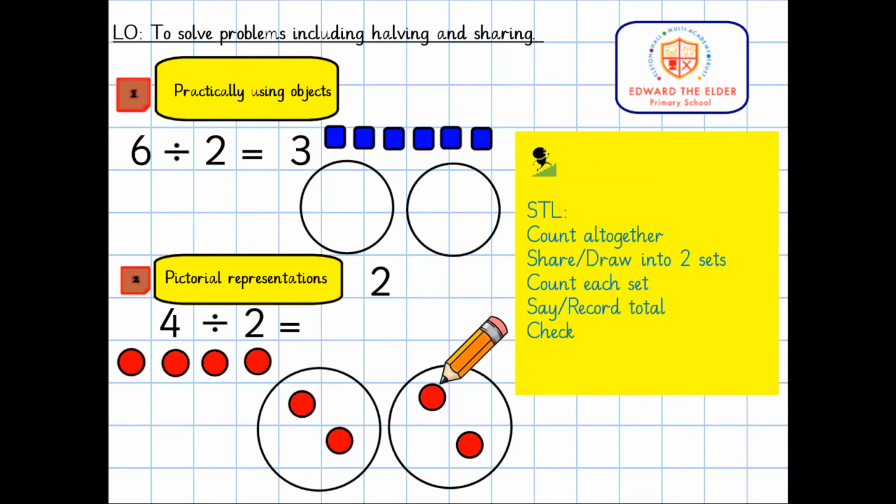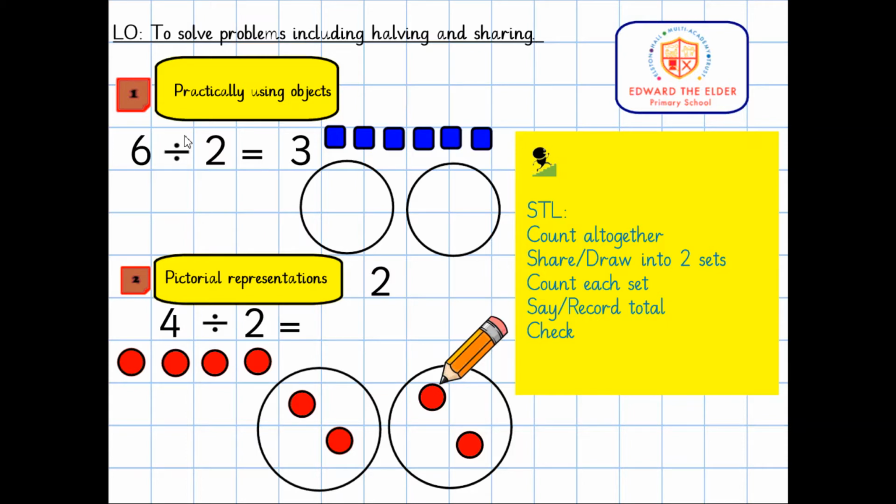Moving on from sharing practically using pictures and objects to dividing by sharing, our key learning objective will be to solve problems including halving and sharing. As always, we will be following our steps to learning in order to achieve this, and the key vocabulary used will include share, share equally, group, 1 each, 2 each, and so on. There are two methods to achieving this, and pupils may be introduced to the symbol for division and recognise this as sharing.